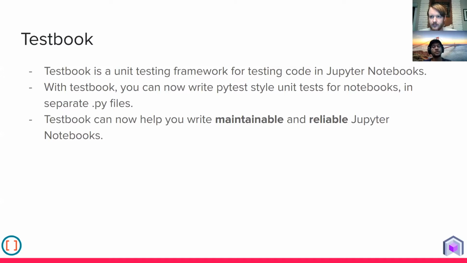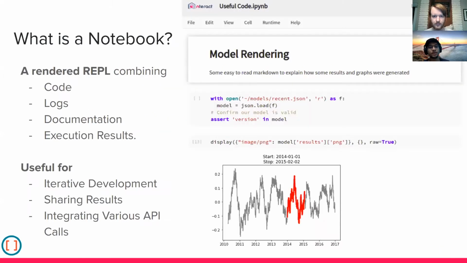And now that you can test notebooks, it'll help you write maintainable and reliable Jupyter Notebooks, right? So for those of you who are not aware of what a notebook is, it's just a rendered REPL which combines your code, your documentation, and also the execution results. So it's all in one consolidated document. And this is useful for things like iterative development, sharing results, and integrating various API calls.